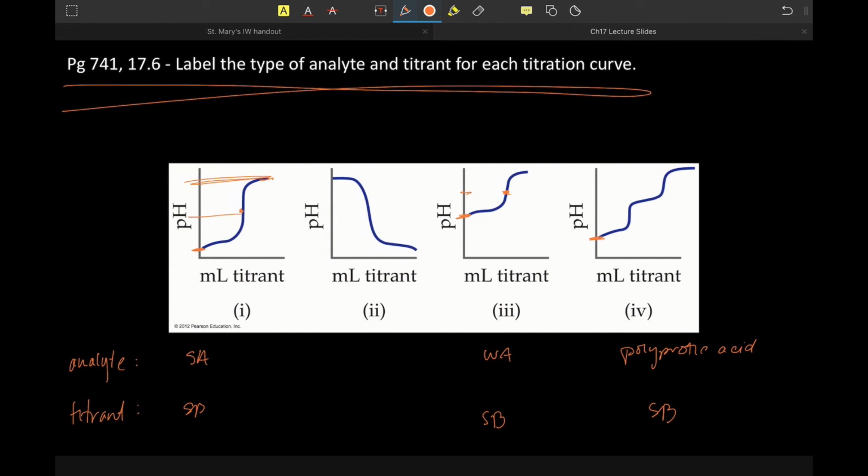Now in this figure number 2, obviously my analyte has to be a strong base, and this would be a strong acid. We can see that because if we compare these first two, they have approximately the same pH at their equivalence point.